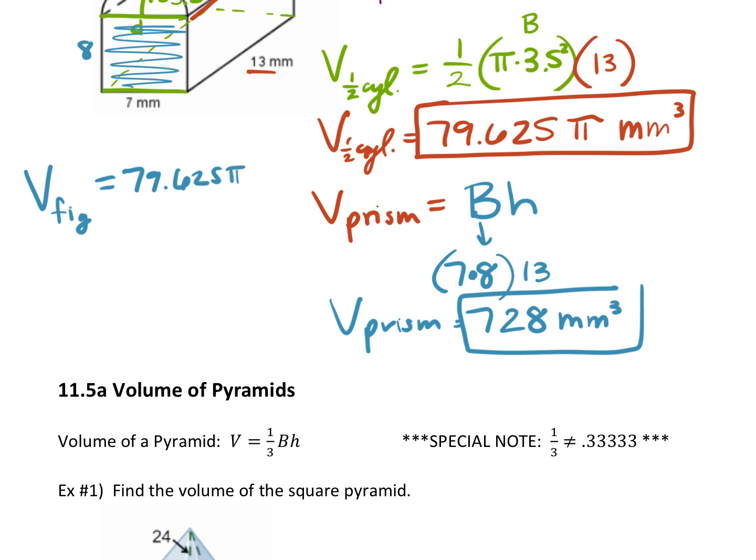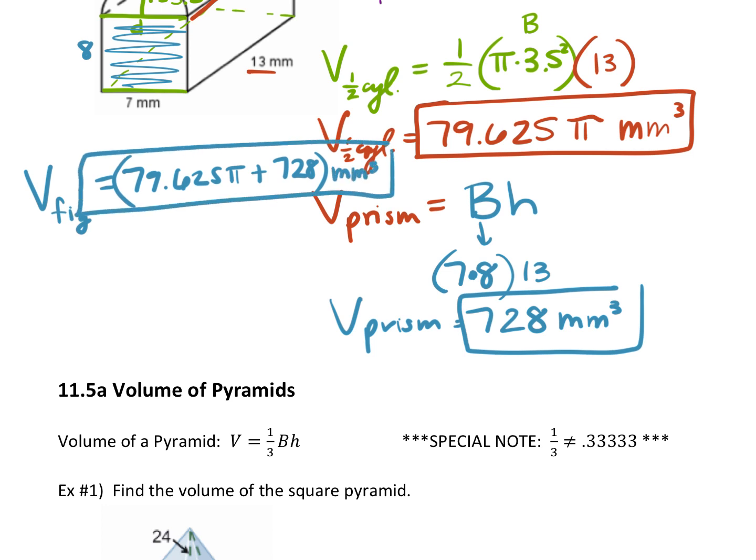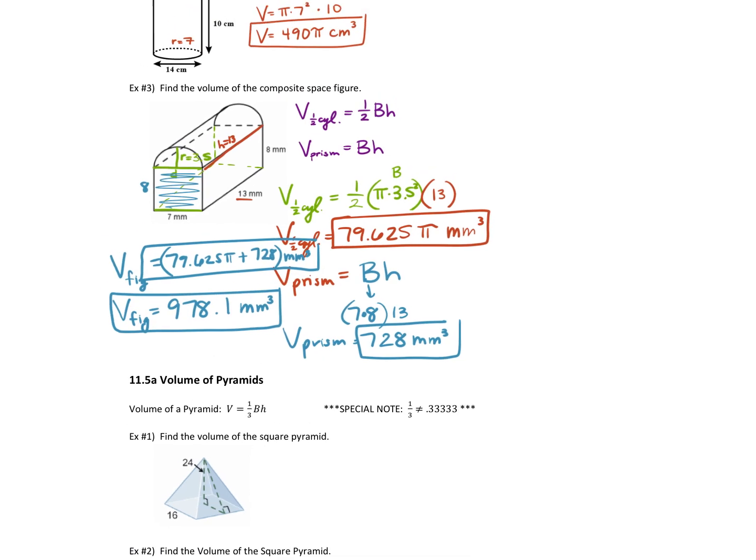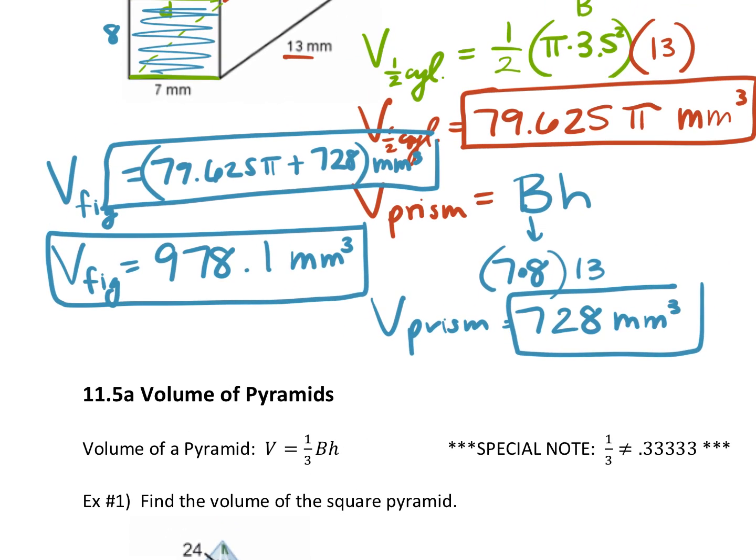So if you want an exact answer for the volume of this whole figure, you would do 79.625 pi plus 728 millimeters cubed. Not the most beautiful answer. If you want the nearest tenth or the nearest whole number, you just plug it in: 79.625 pi plus 728, and you get 978.1 millimeters cubed. It just depends what they ask you for. I didn't specify on this one, it just said find the volume. So either of those volumes is acceptable if it's not specified.